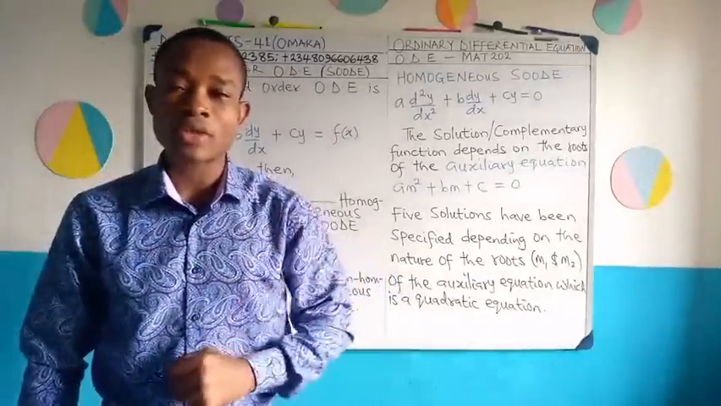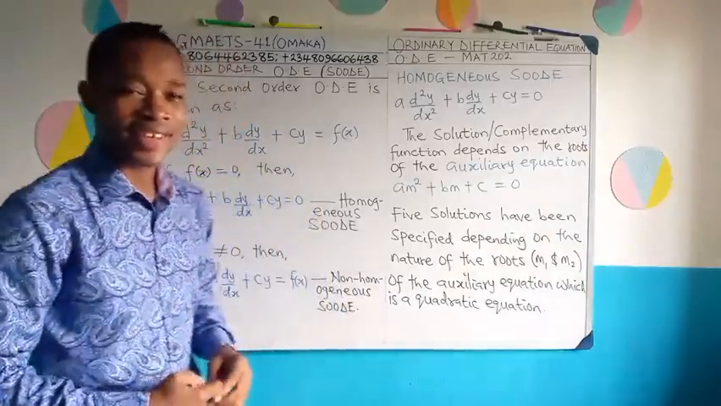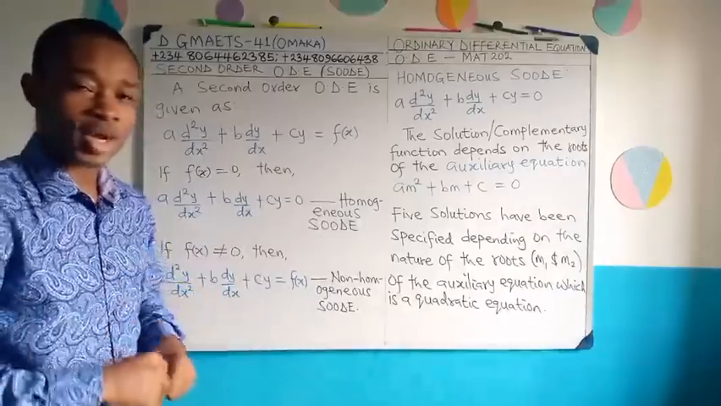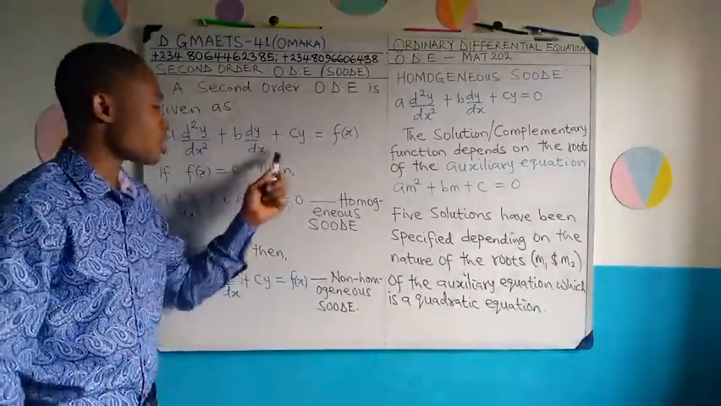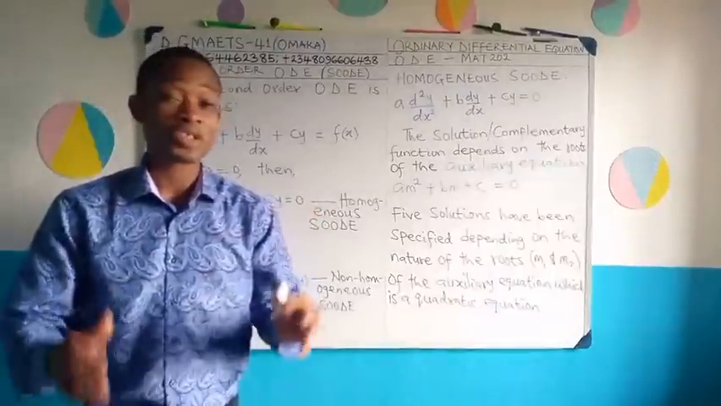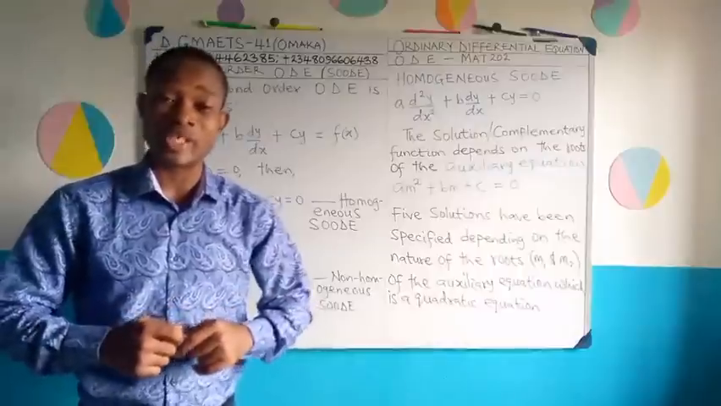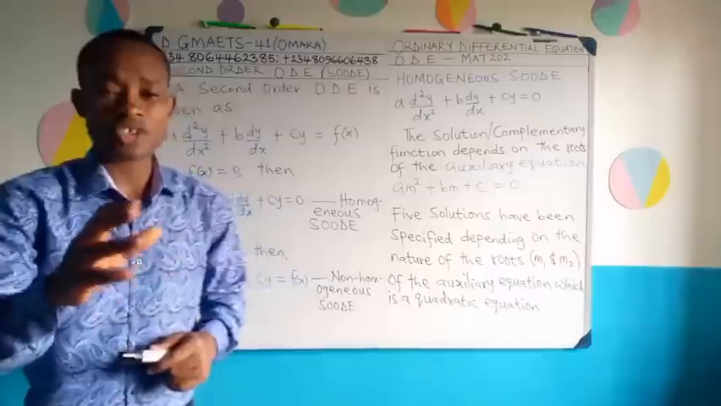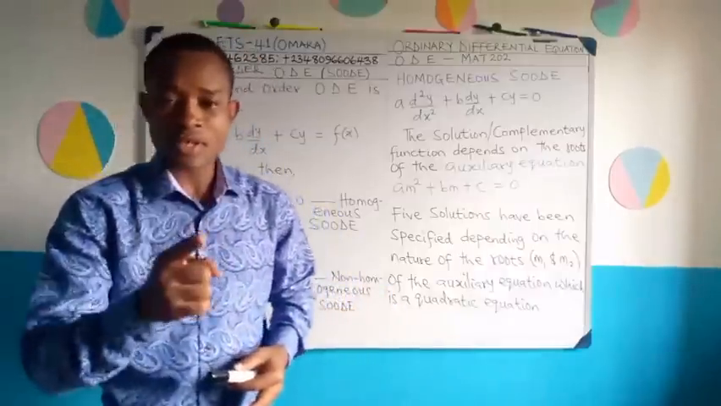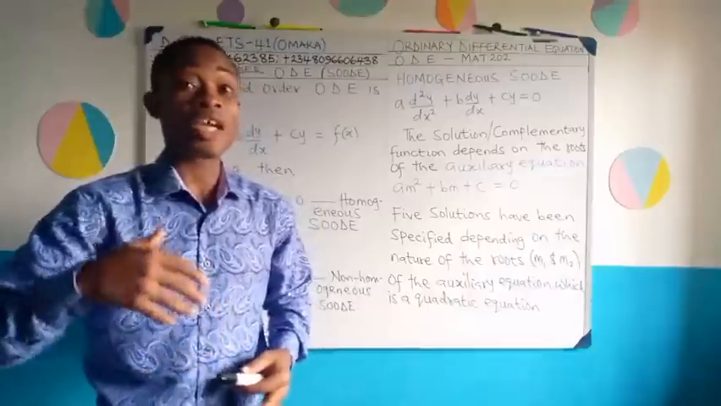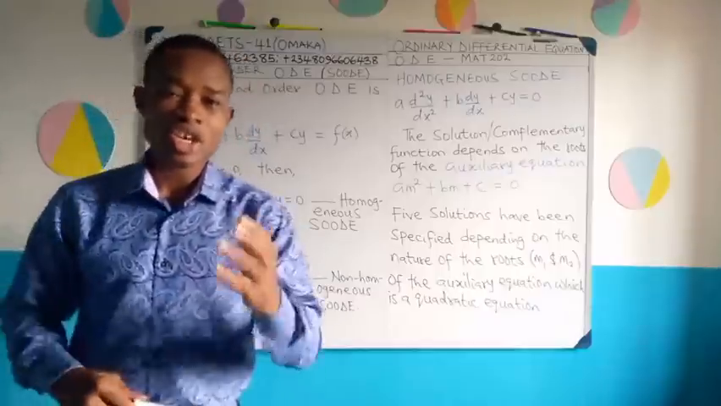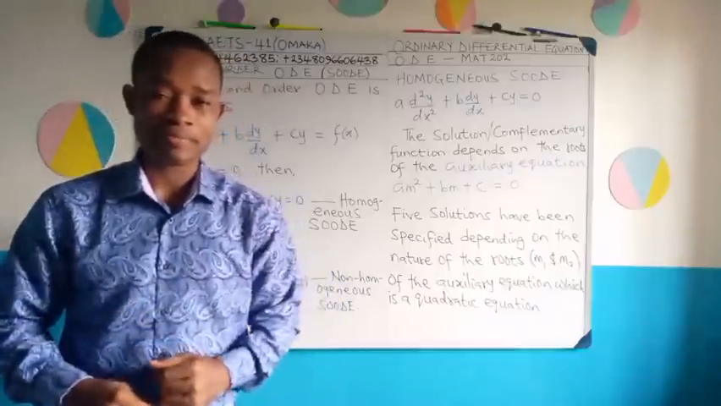Generally, a second order ordinary differential equation is given by what we have on the board here: a d2y/dx squared plus b dy/dx plus cy equal to f of x. This is the general representation of a second order ODE. Now, we have types of second order ODE. A second order ordinary differential equation could be homogeneous or it could be non-homogeneous.